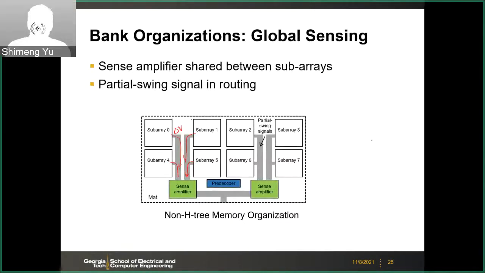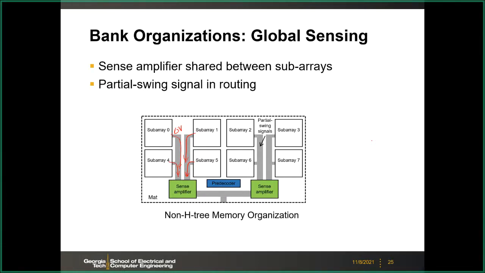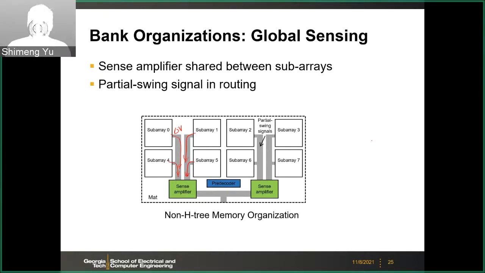So in this case, you can save some space. You can share the sense amp between subarrays. This is another possible design. But in this case, you have to deal with delta V, those analog voltages going through the interconnect routing.